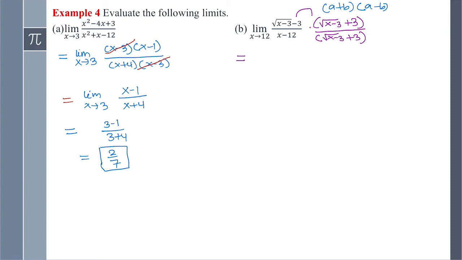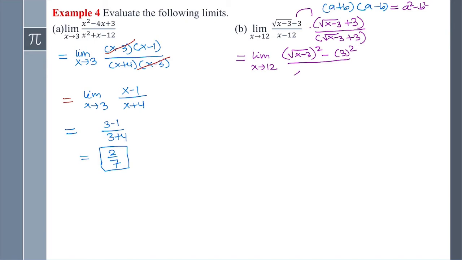So this equals the limit as x approaches 12. So we multiply the numerators. When you multiply conjugates, it's easy multiplication. If you have a plus b times a minus b, this can be written as a squared minus b squared. So in this case, we can do square root of x minus 3 squared minus 3 squared. You can also do FOIL, but that becomes a little bit more lengthy, so we'll just use this.